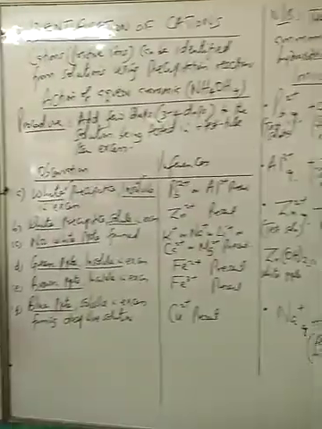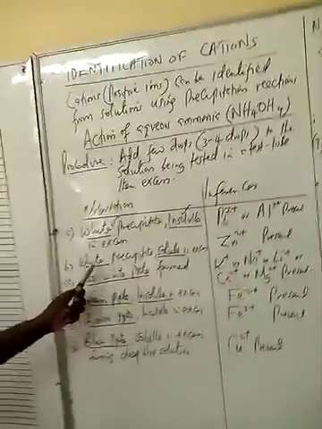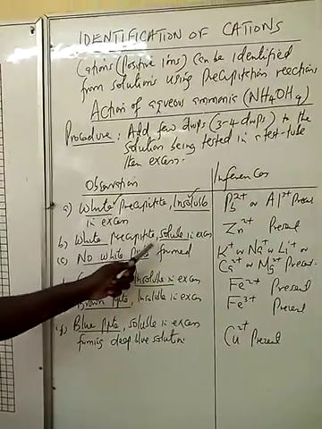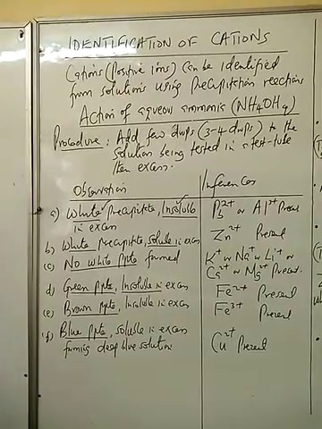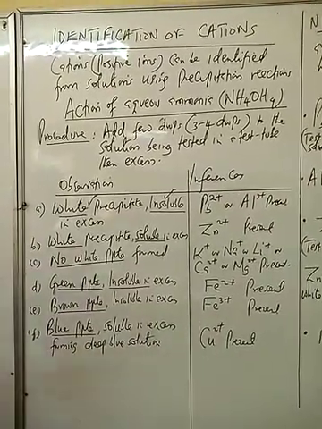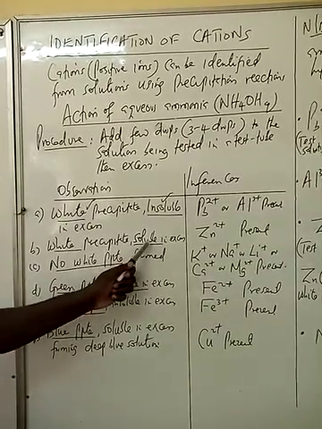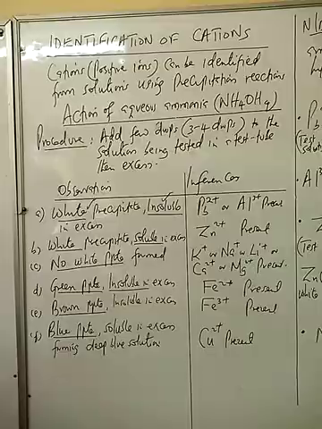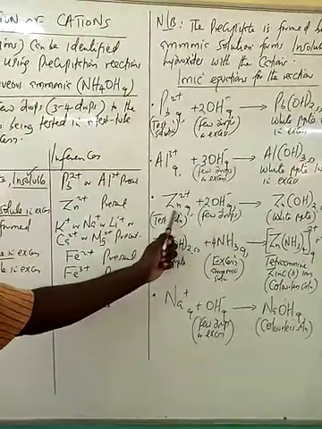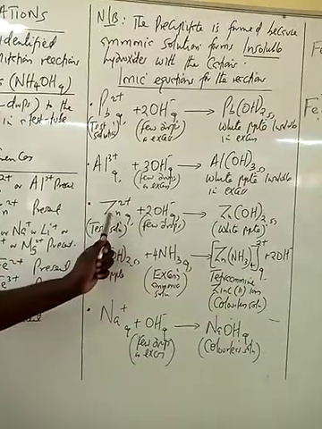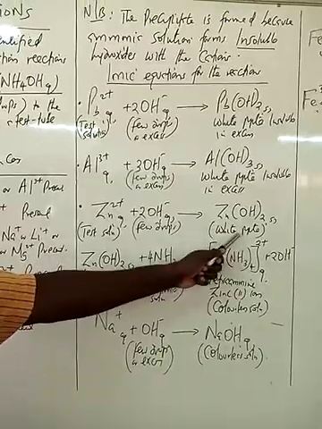So the second scenario: if you perform that experiment and get a wet precipitate, and the wet precipitate is soluble in excess, then you know that it is zinc. Zinc is the only ion which forms a wet precipitate that is soluble in excess. Why is it soluble in excess? It is soluble in excess because of the formation of a complex ion. Look at the ionic equation for the formation of a wet precipitate. It is zinc reacting with hydroxide to form zinc hydroxide, which is a wet precipitate.